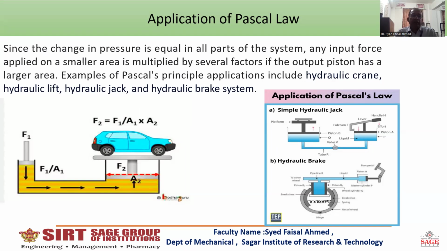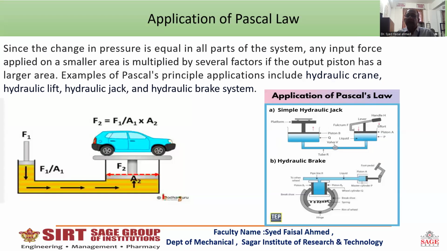You can see here on the left, a small area is there and a small force is applied. That is force per unit area, and it is lifting a car which is much heavier. Because the area on the right is large, the force is multiplied. So force per unit area on the left is multiplied by the factor A2, that is the size of the piston or cylinder on the right side.